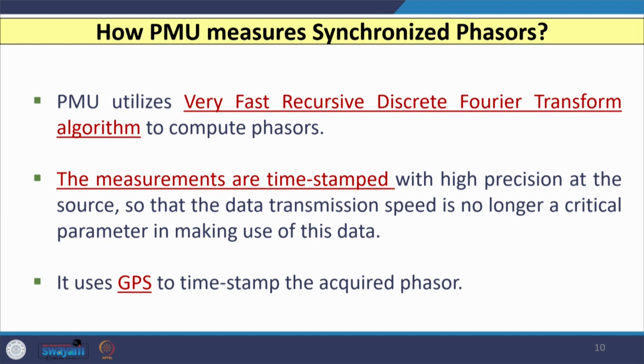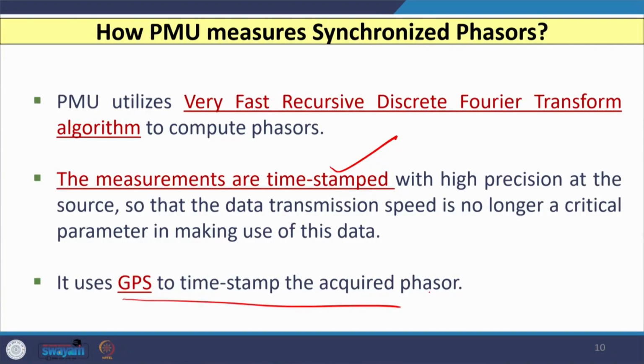PMU utilizes a very fast recursive discrete Fourier transform algorithm to compute the phasors. The measurements are time stamped, as I told you, with high precision at the source, so the transmission speed of those data, at which we transmit from one end to the other end in a transmission system, is no longer a critical parameter for this synchronized sampling. It also uses a global positioning system to time stamp the acquired phasor.